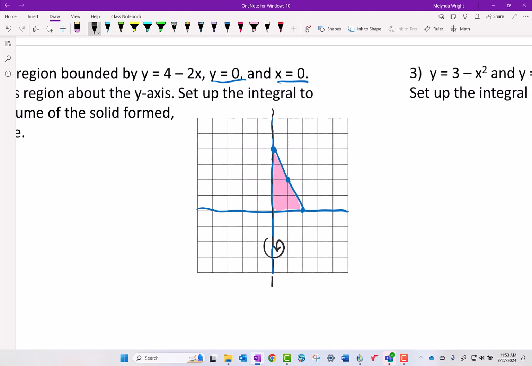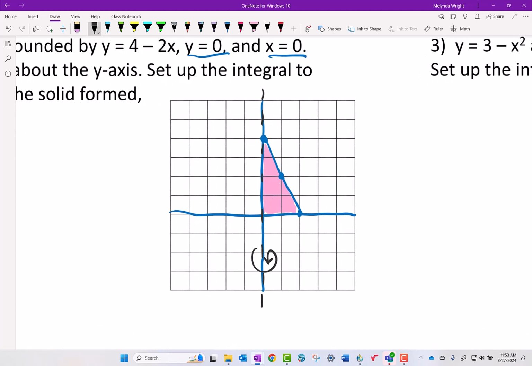Since we are rotating about a vertical axis, what variables do we need to use in our formula? Y's. We have to use y's. So before I can get there, I need to figure out what my r is. It's going to go from my axis of rotation out to the outside of the figure. This is going to be r.